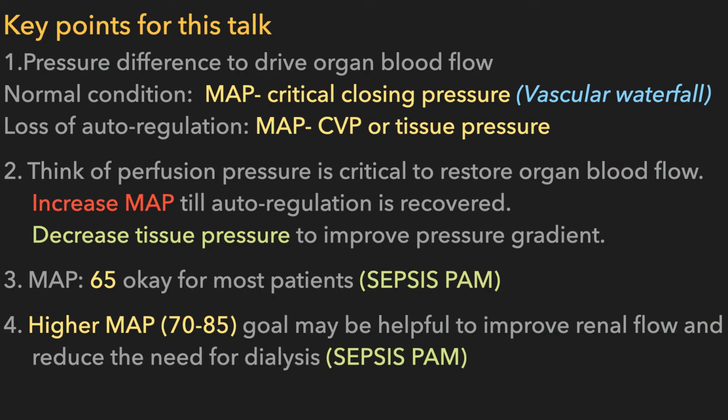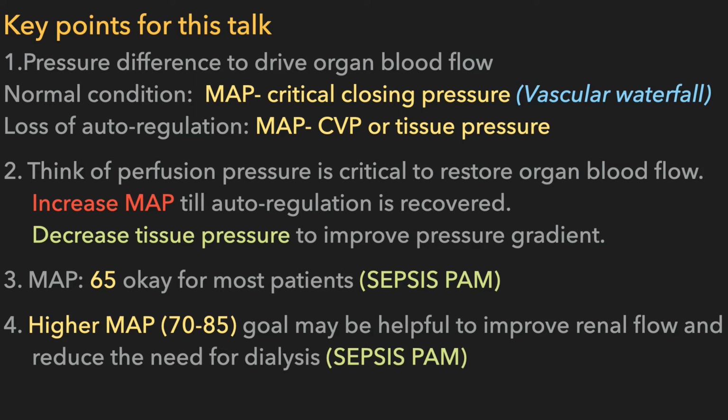I will separate today's talk into three parts. The first part, I will talk about, from a physiology perspective, what are the pressure differences that drive organ blood flow. And then the second part is, after understanding physiology, how can we maximize our organ blood flow by optimizing our perfusion pressure? Either you increase your MAP or you decrease your tissue pressure.